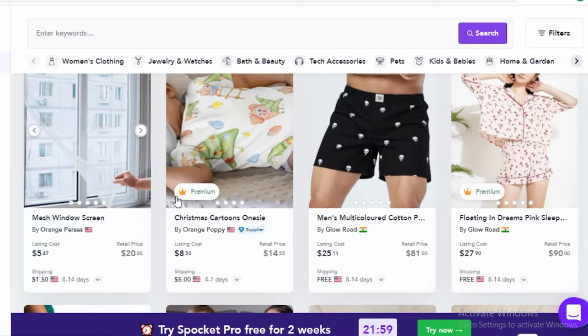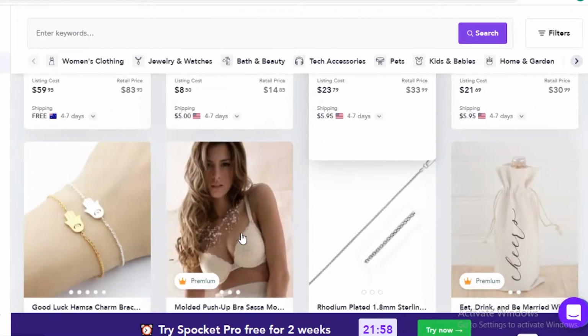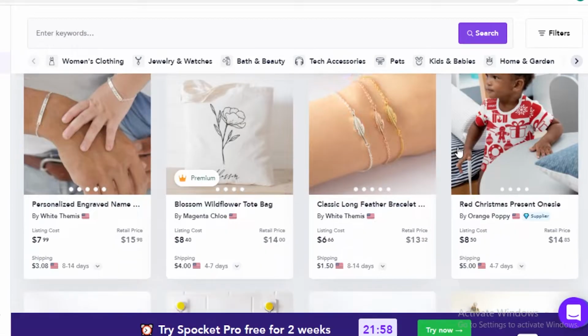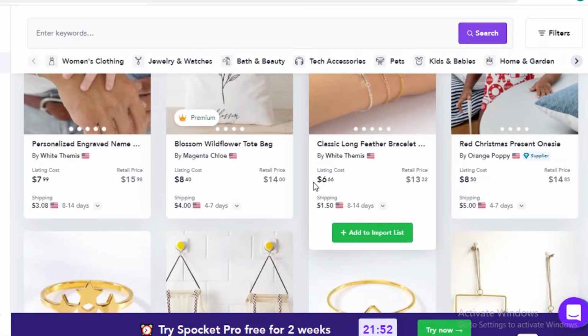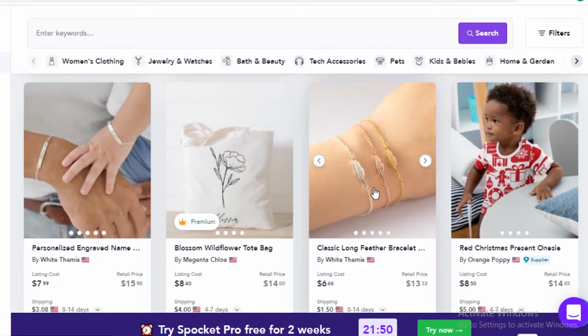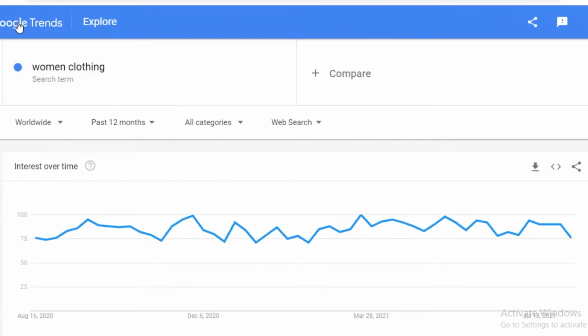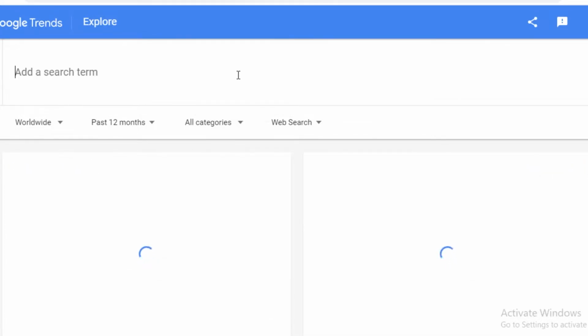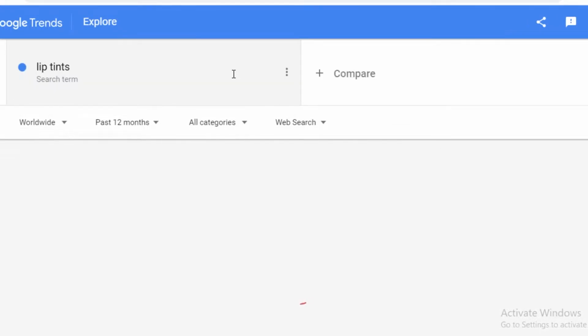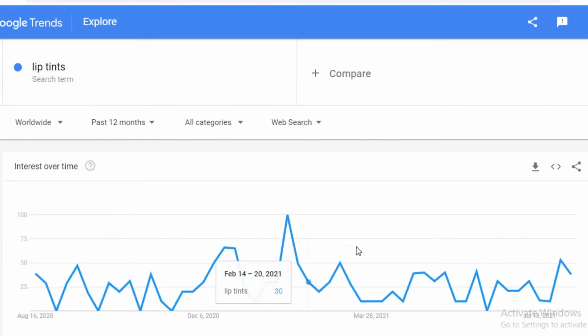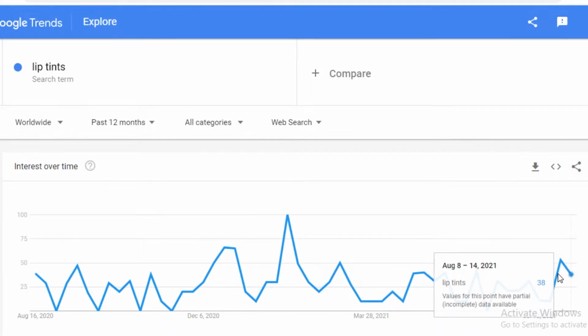Another thing you need to focus on when looking at these products is what is the current value and how many people are actually looking for such products. For that, I would definitely recommend you hop on to Google Trends and see what kind of interest that product is garnering. So let's just say, let's search another term. Let's search lip tints. And once you search that, you will be able to see what kind of interest it's garnering. So right now, the interest is lowering down.